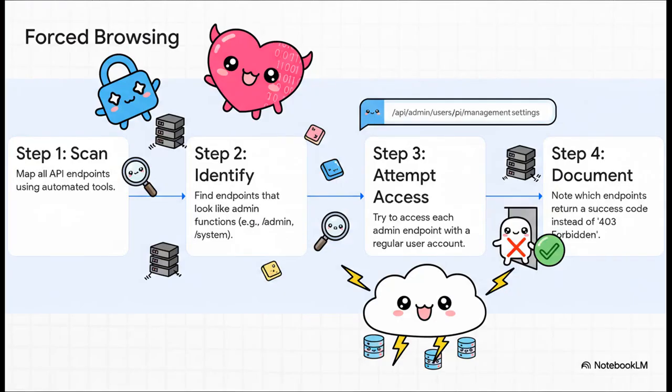One of the most common methods is called forced browsing. It's pretty much exactly what it sounds like. First, an attacker will use tools to map out every single API endpoint they can find. Then, they'll just look for juicy-sounding names, anything with /admin or /management or /system in it. Finally, while they're logged in as a totally normal user, they'll just try to visit those URLs directly. If they get a successful response instead of a big 403 forbidden error, bingo, they've found a BFLA vulnerability.